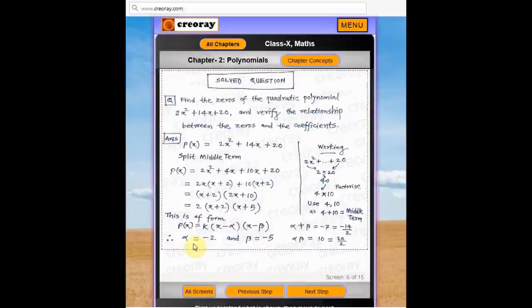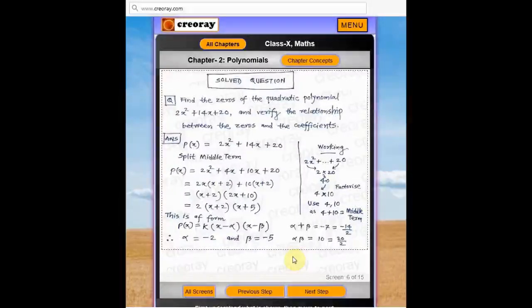Second one, if you multiply alpha and beta, you get minus 2 into minus 5, that is 10. Is it same as c by a? 20 by 2. Yes, that is also given. So this question has used all the knowledge that was required. See how you have to present the answer. So this is the first part. This is the second. So where you find alpha and beta. The second part is verification. And you may write in the end, hence relationship is verified. That's your answer.